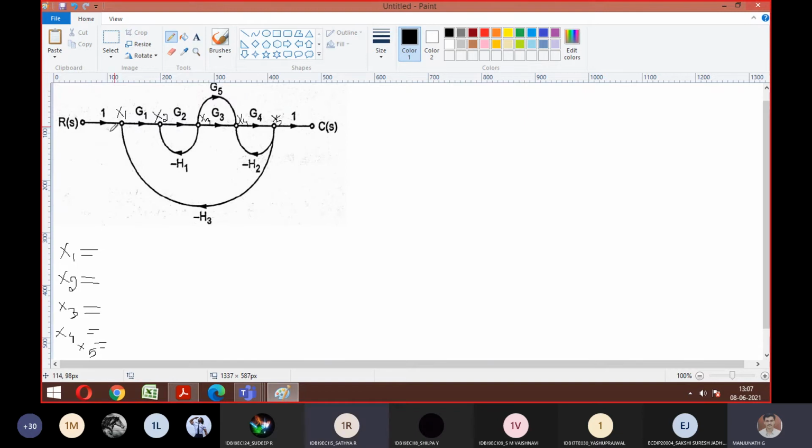Two are entering and one is leaving. This is entering. Let me change the color. I want to write the equation for this, correct? Understand the variable, so what we did for the intermediate will also be clear. For x1, R of s into 1 is entering, and minus h3 from x5 is entering. Agree? Yes, sir. Correct? And this is leaving.